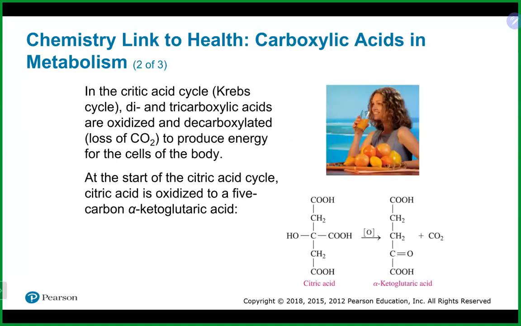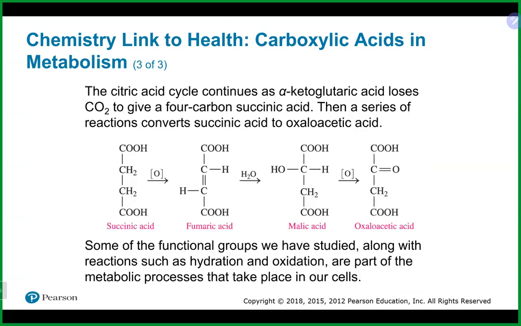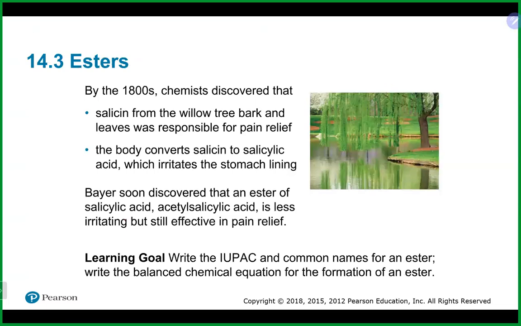Also, the Krebs cycle, the citric acid cycle. As we will also see later on in the protein chapter, amino acids are also carboxylic acids. And there is our carboxylic acid and our citric acid. And there we go.